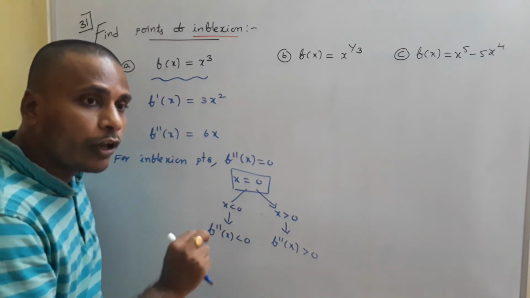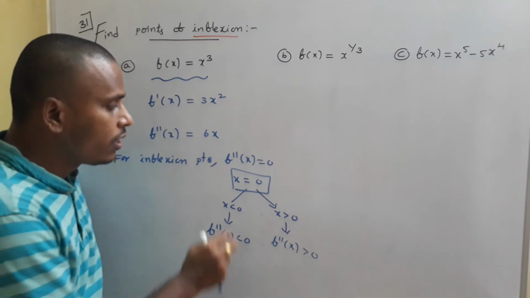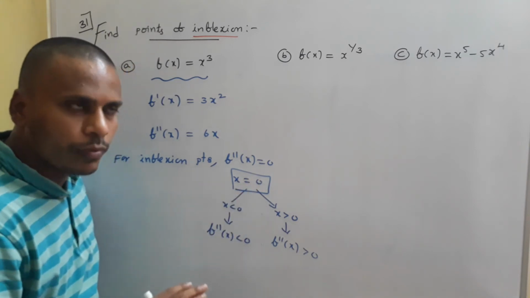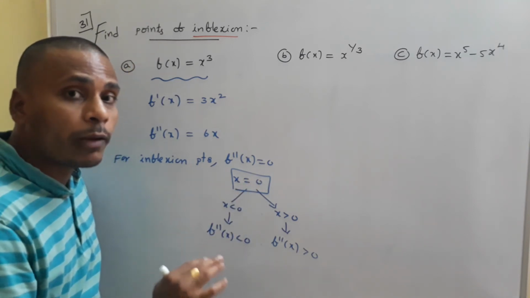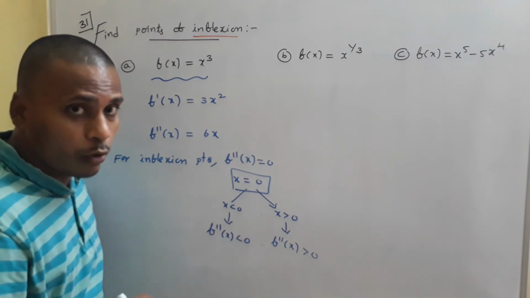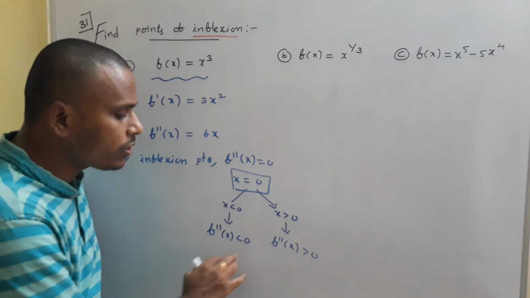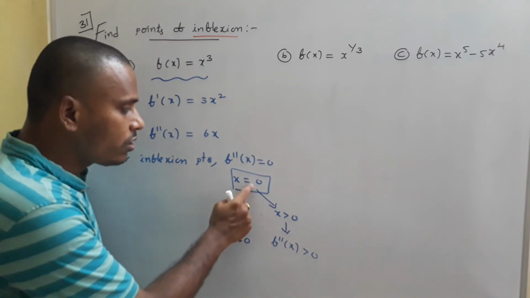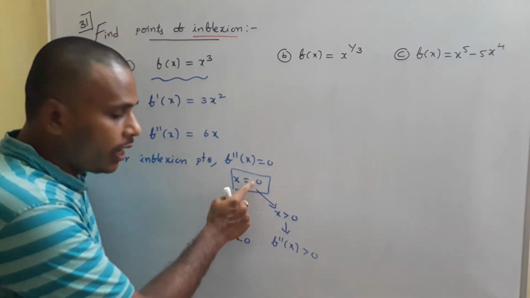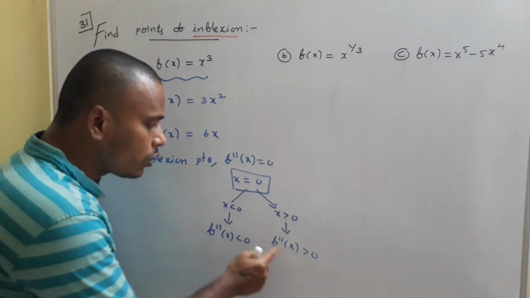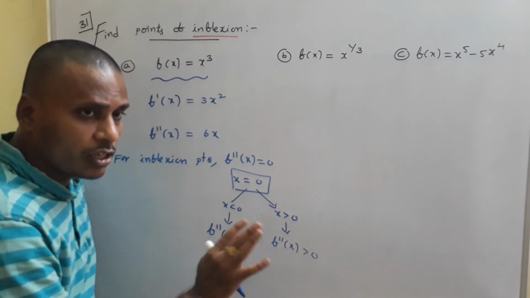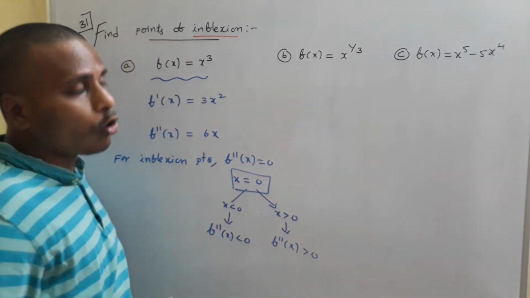First of all, we are going to find the hypercritical points, where f double dash of x is 0. Sometimes a hypercritical point may not be an inflection point, so we need to check whether it is changing its sign or not. Usually it happens. So this is a second order critical point. At that point, if you observe, the second derivative is changing its sign, so 0 is the point of inflection.